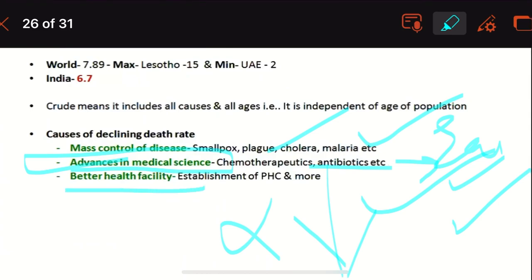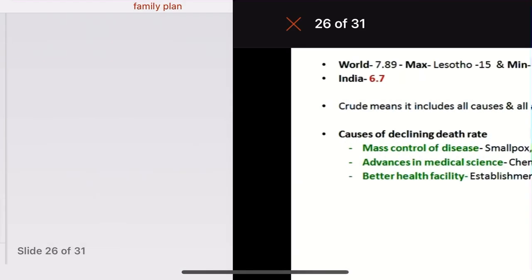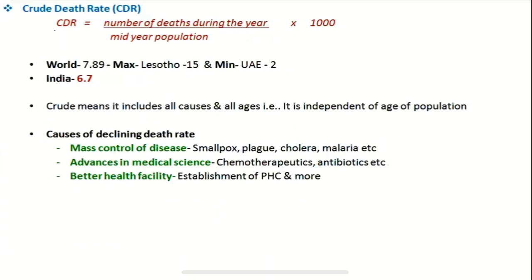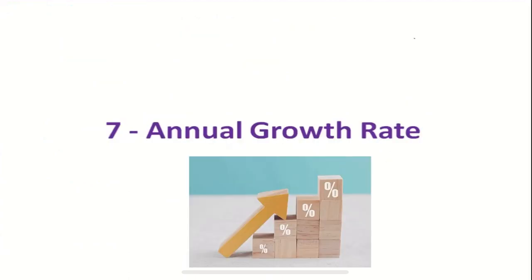Also, there are better health facilities. When there is an establishment of PHCs, CHCs and more, it is causing an improvement in health. Better health facilities are provided at the community level. So, this is causing a decrease in the death rates, the crude death rate. Now, we are moving on to the last topic, that is annual growth rate.